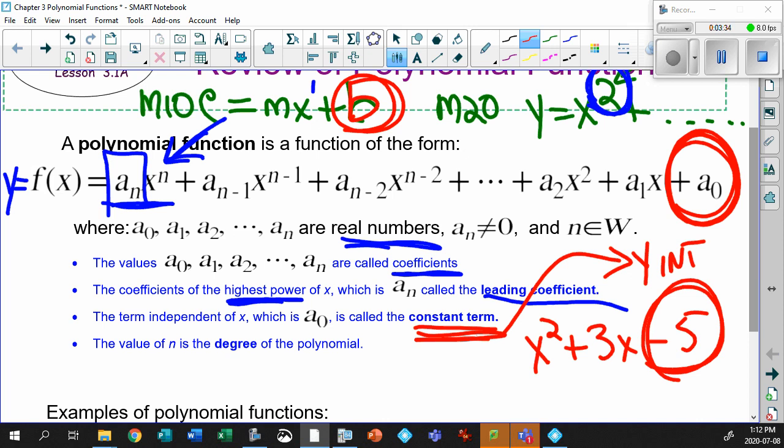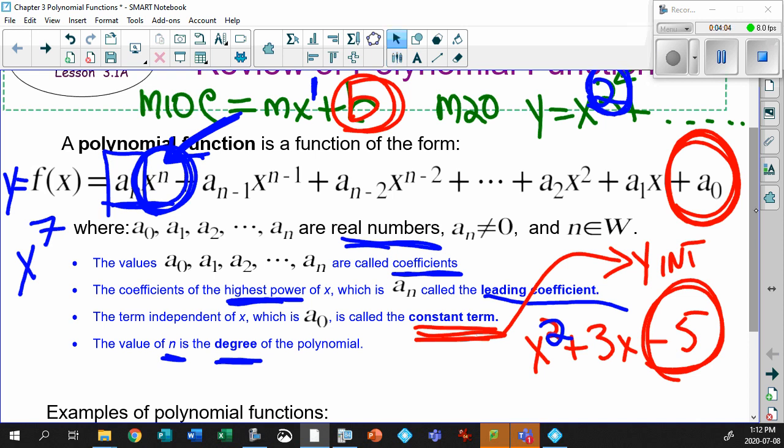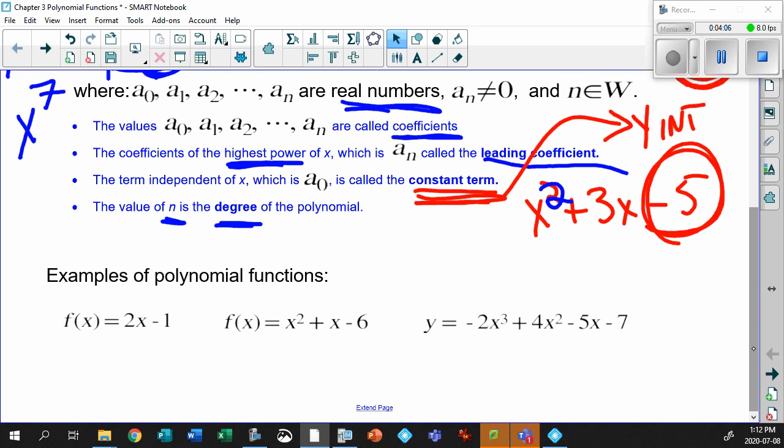And then lastly, this thing, the n. In other words, this front guy right here, the highest power of this entire polynomial, is called the degree of the polynomial. So this is degree 1. This was degree 2. This guy here was degree 2. If I had this as x to the power of 7, then that would be the largest one, then that would be the degree. Easy peasy.